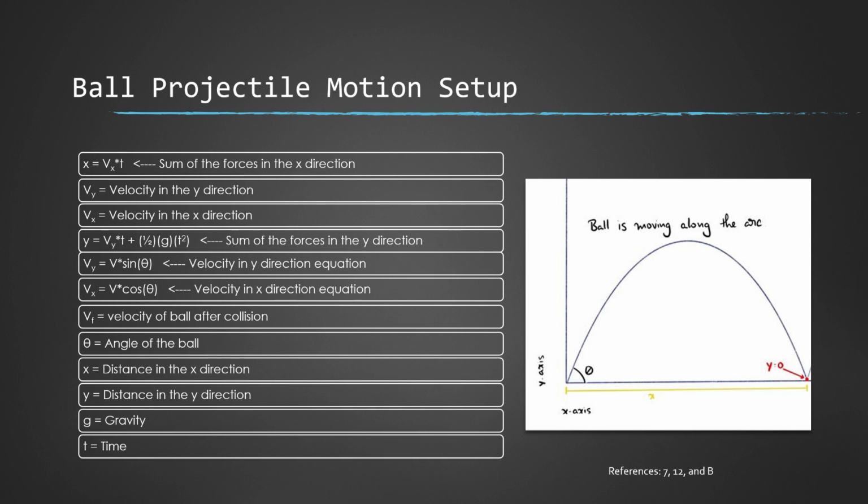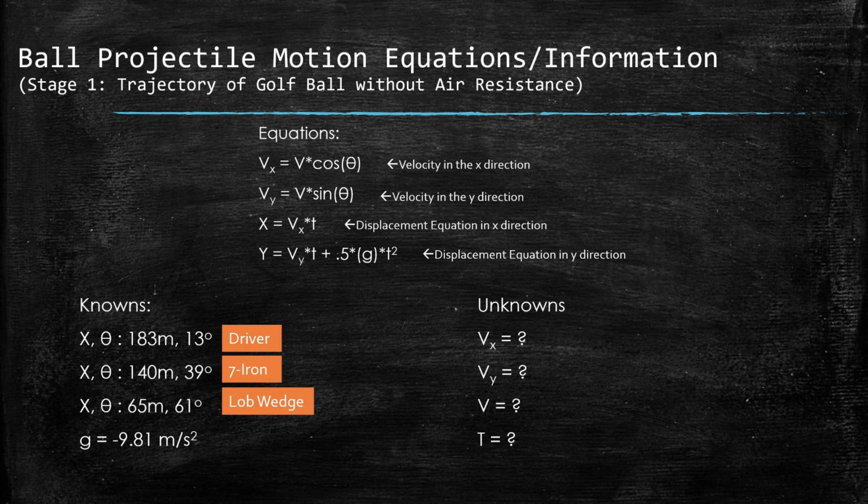And our final velocity symbol is Vf, and we have theta, which is the angle of the ball, and again, x is the distance in the x direction, y is the distance in the y direction, and g will equal gravity, and t will equal time. All right, now that projectile motion for the ball is set up, we can dive into the equations and information.